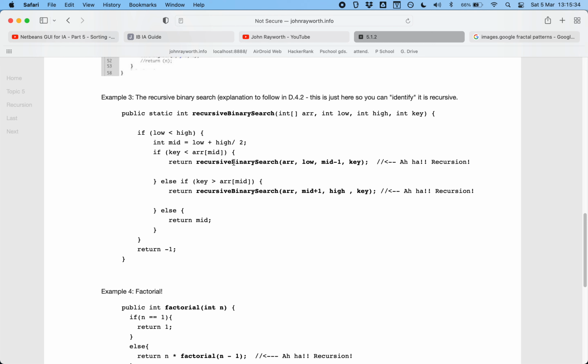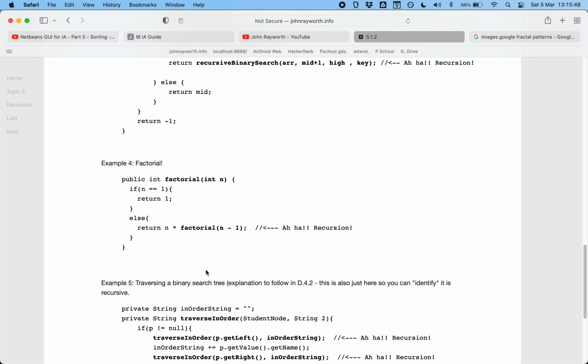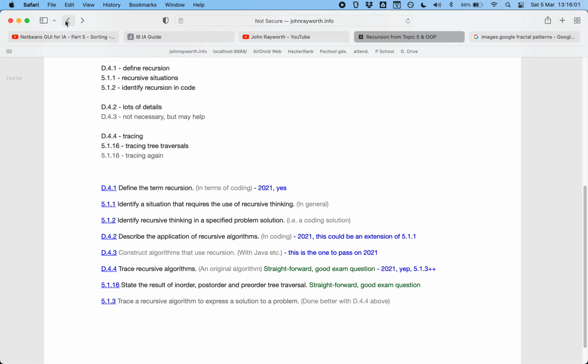Why is this recursion? Because a method is called, in fact, twice within itself. But really, it's other instances. One of these 2 other instances will be created each step through the recursive binary search. Or the factorial. Here's the name of the method, factorial. Within the braces of the method is factorial. Aha, recursion.